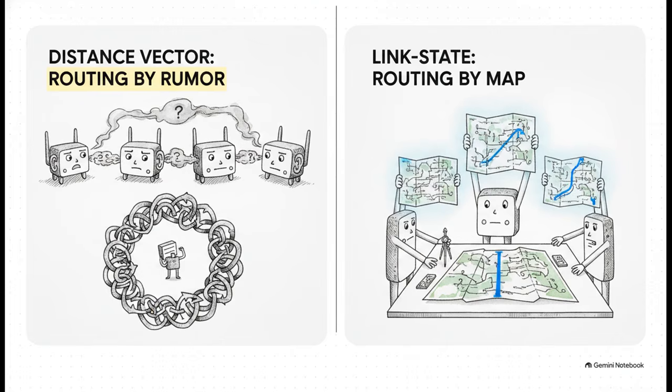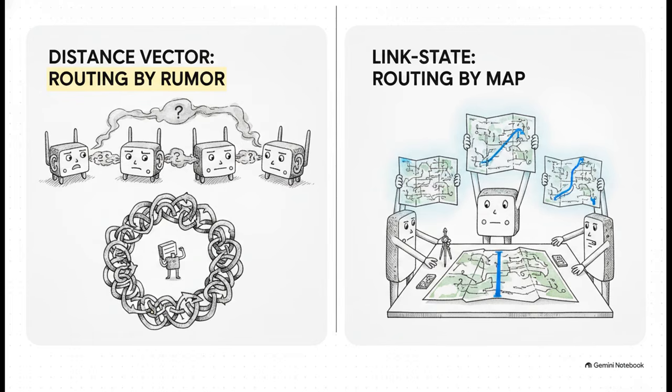First, you have distance vector protocols. These literally route by rumor. A router only knows what its directly connected neighbors tell it. It has zero concept of the overall network picture, just a direction and a distance. Because of this blind trust, convergence is slow and routing loops are a real risk.